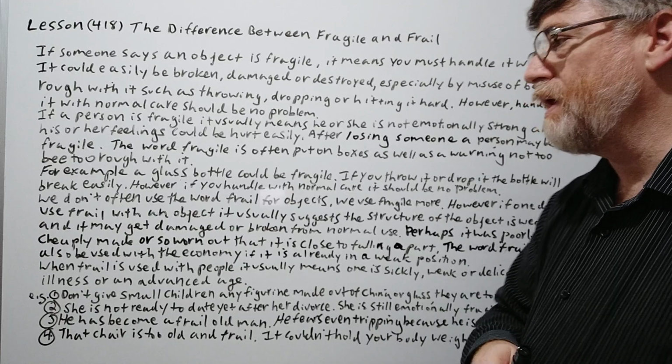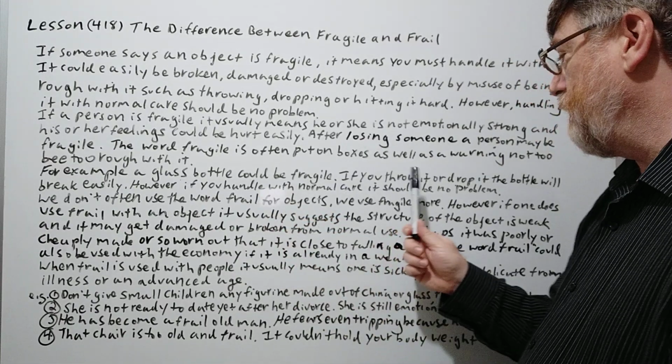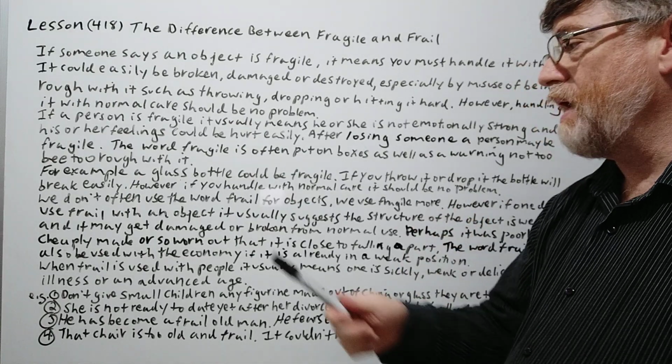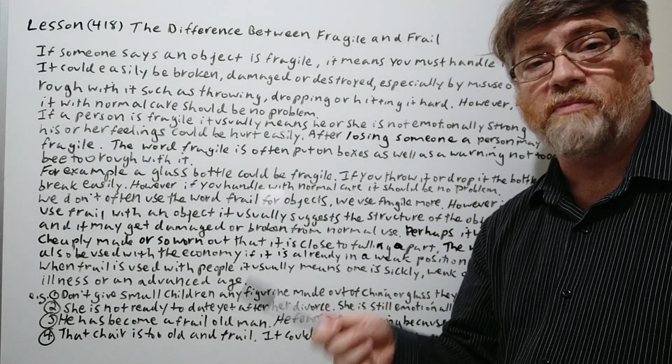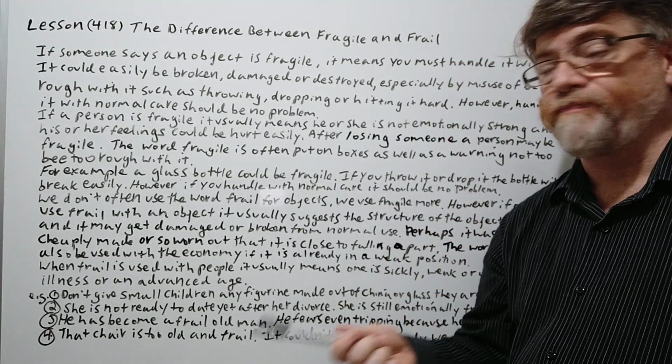Let's continue. For example, a glass bottle could be fragile. If you throw it or drop it, the bottle will break easily. However, if you handle it with normal care, just drink from the bottle, it should be no problem.